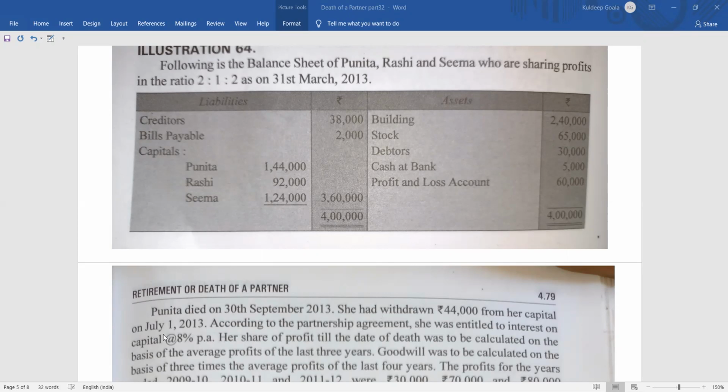She withdrew 44,000 from her capital on July 1, 2013. March 31st is our year ending. How many months are there before the drawing was done? April, May, June, 3 months. For 3 months, interest will be given on 1,44,000. Then July, August, September, the remaining 3 months, interest will be given on 1 lakh, because 44,000 was withdrawn from 1,44,000. I'll show you so you can easily understand.